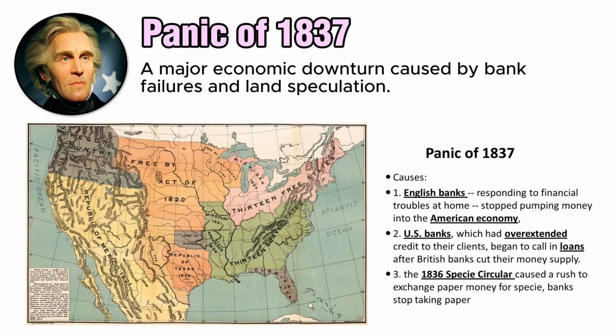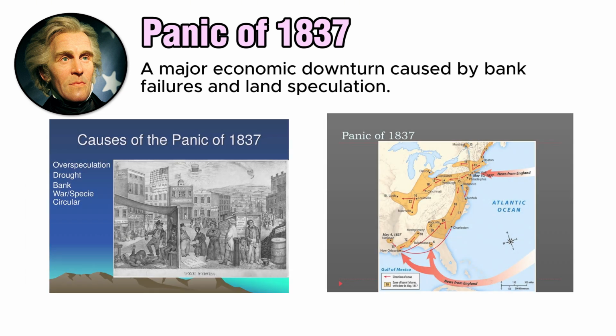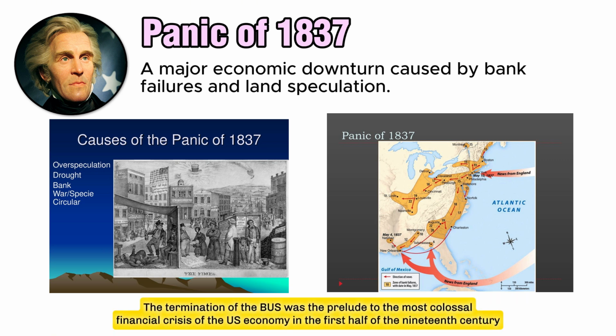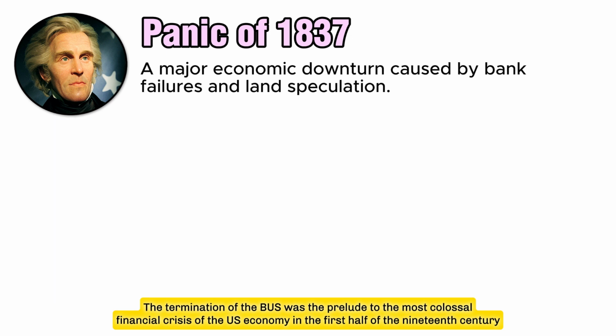Jackson's western base of land speculators and wildcat bankers had good reason to resent the BUS, which was always calling on the state-chartered banks to provide gold and silver coin, or specie, to make good their banknotes received by the federal government for taxes. This tended to restrain land speculation and real estate swindles. The termination of the BUS was the prelude to the most colossal financial crisis of the US economy in the first half of the 19th century.